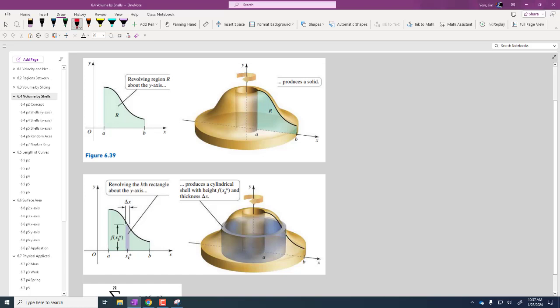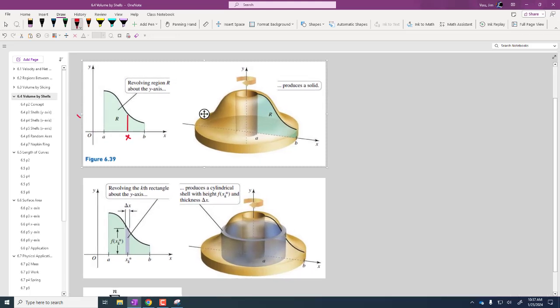So for example, here we take this region, rotate it around, and it creates this bell with a hole in the middle. What we're going to imagine now, instead of creating slices, is to take a representative element and rotate it to create a little cylinder. So we imagine subdividing our solid into a bunch of concentric cylinders.